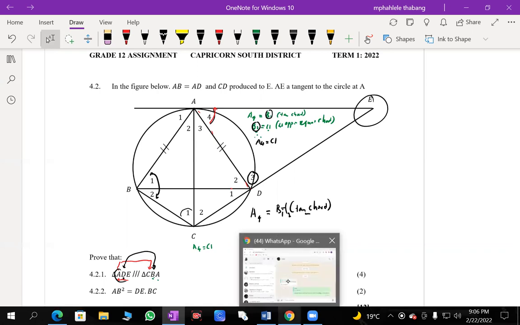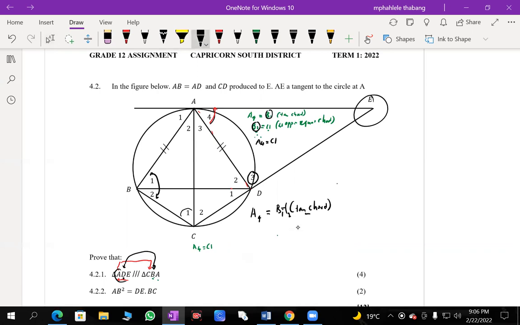In this case, you say D3 equals B1 plus B2, the reason being: the exterior angle of a cyclic quad is equal to the opposite interior angle. D3 is equal to B. This is the exterior angle, and this is the opposite interior angle.